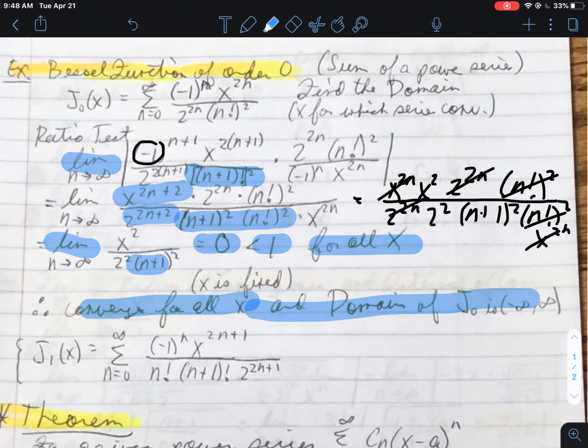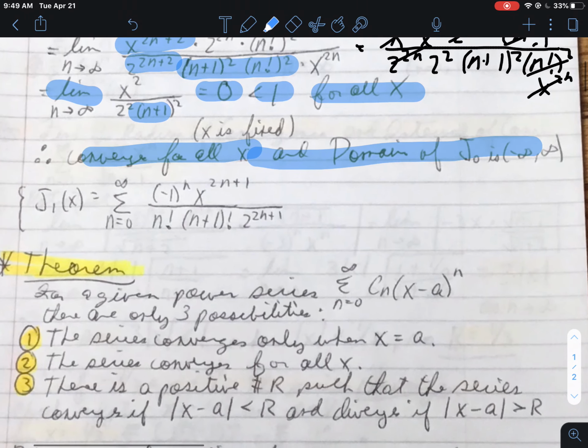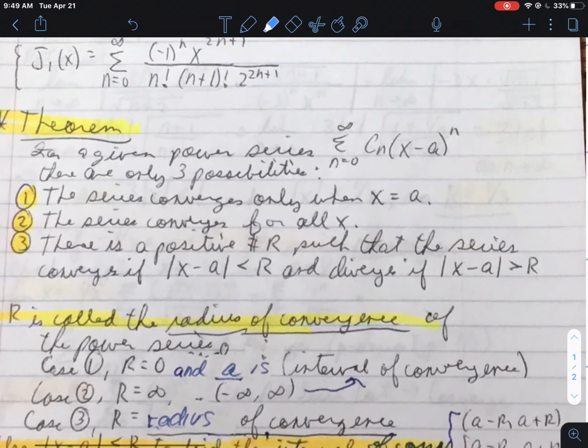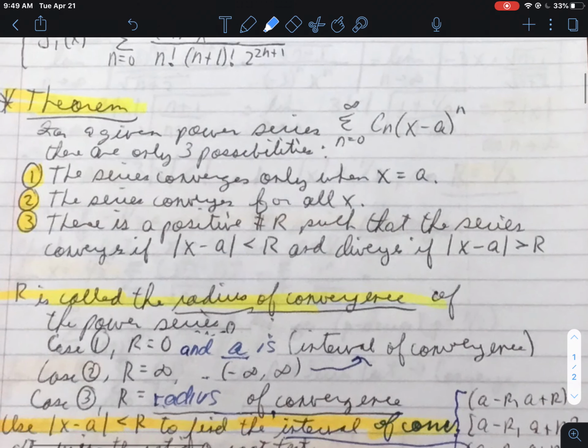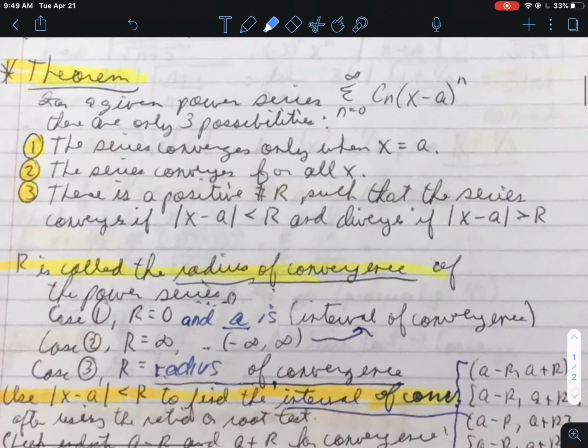And I just threw in the Bessel function order 1 just to show you the difference, so all you're doing is increasing the exponent by 1. Not important for our purposes, but just to throw that in there. All right, so here's the big takeaway from all of this. So there's a couple of examples, and we're going to do some more. We've got a theorem that tells us that for any given power series of this form, sum as n goes from 0 to infinity of c sub n times x minus a to the n.